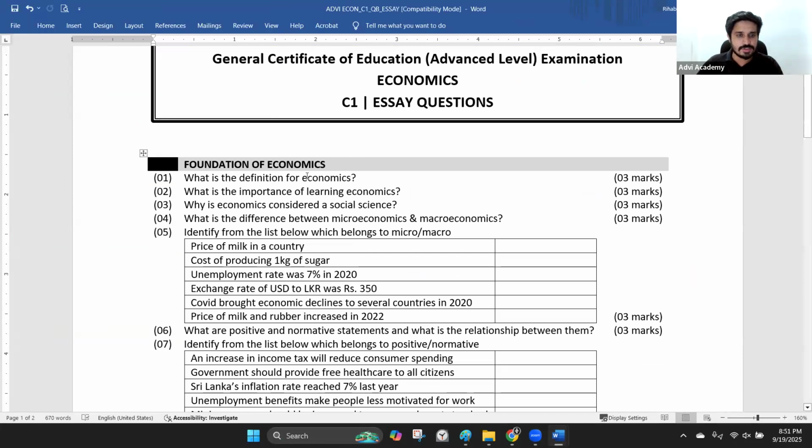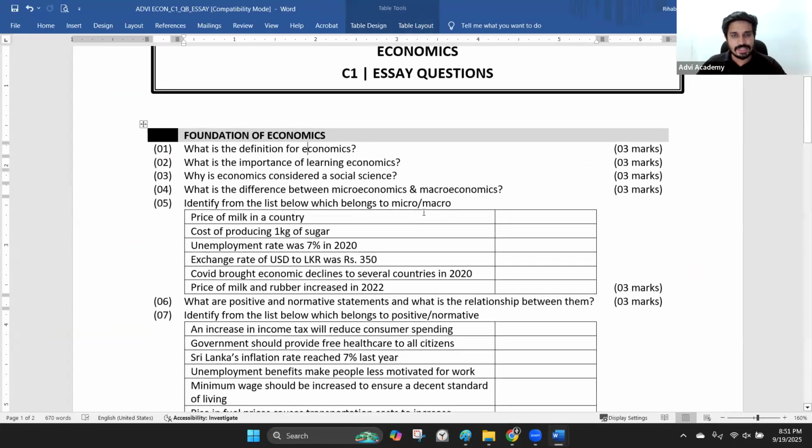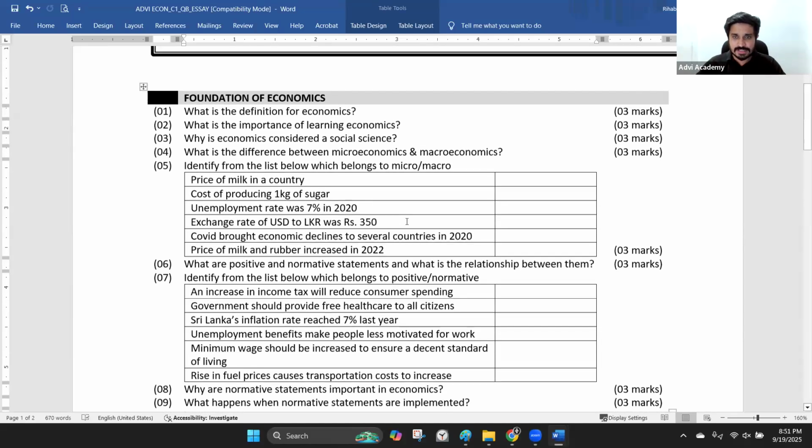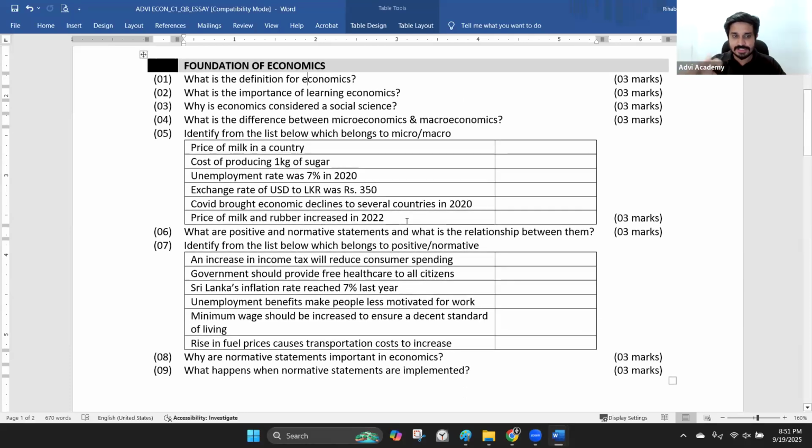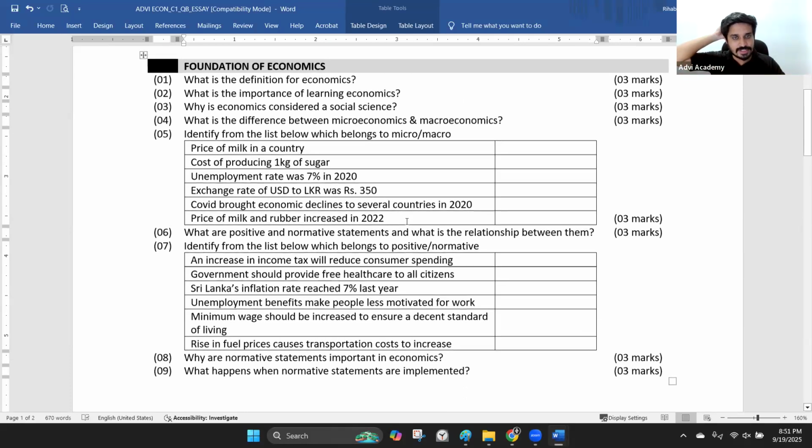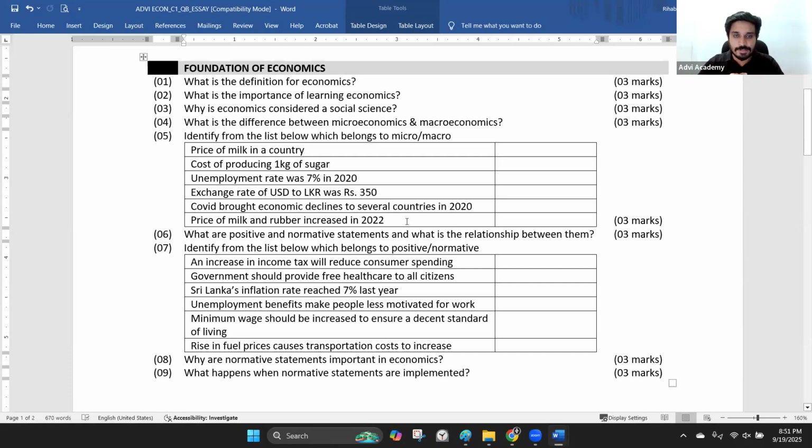Class students, you all will get this printed in the coming weeks when we do these discussions once again. Others, you all can take a screenshot of this. These are some of the questions that we will discuss as far as today is concerned, also from the foundation of economics part. So far, if we ask what is the definition for economics, you can write. If we ask what is the importance of learning economics, you can write. I've given those answers in the tutes itself.